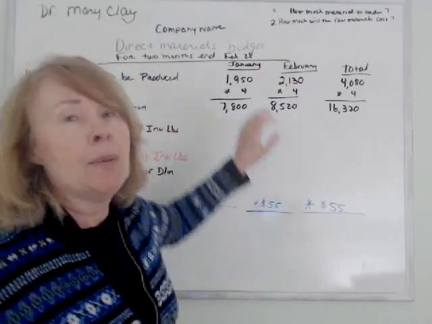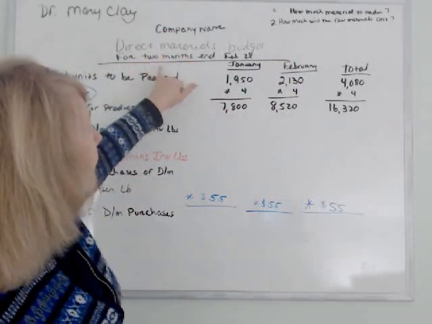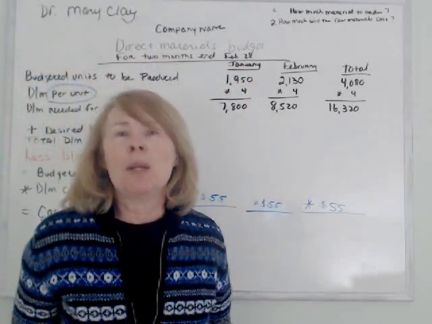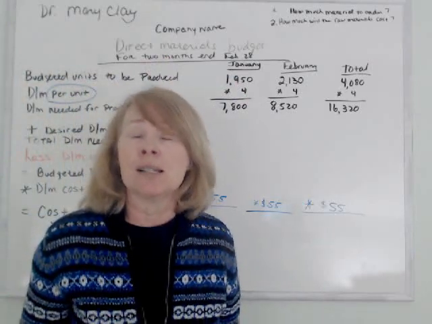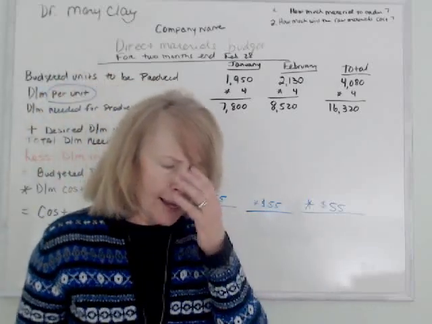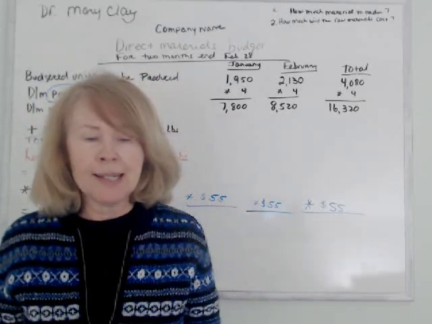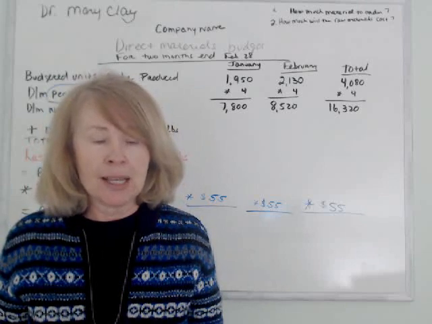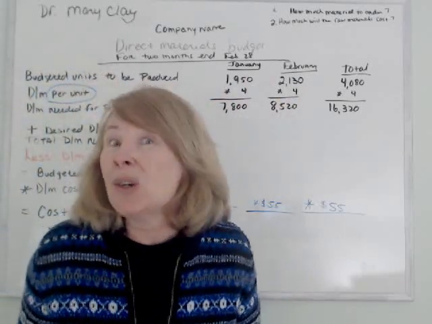When you work in the lab, just put the company name, the name of the budget, the direct materials budget, and in this case, for 2 months ended January and February. Most budgets can be on a quarterly basis, but this one is for 2 months. So it's going to give us additional information in order to put this budget together. Here's what it says. Buchanan Company expects to produce 1,950 units in January and 2,130 units in February. I have those numbers already started.